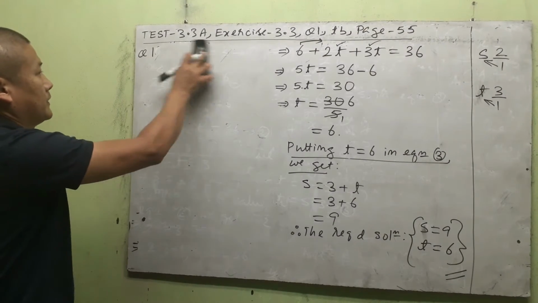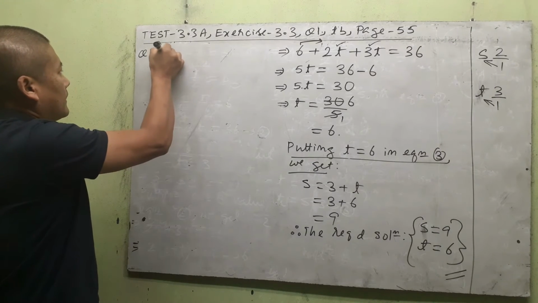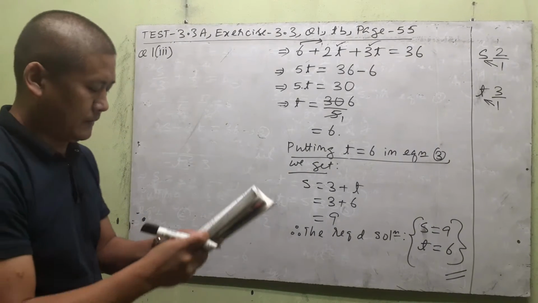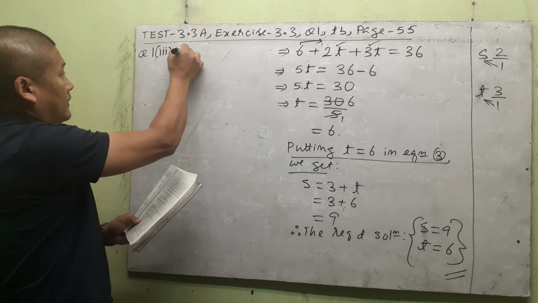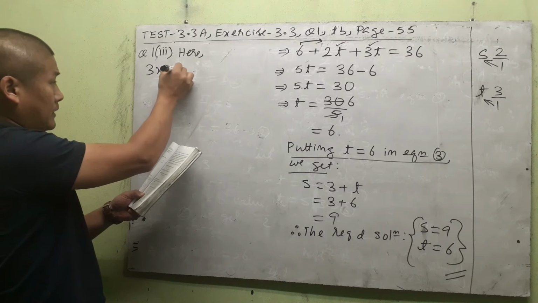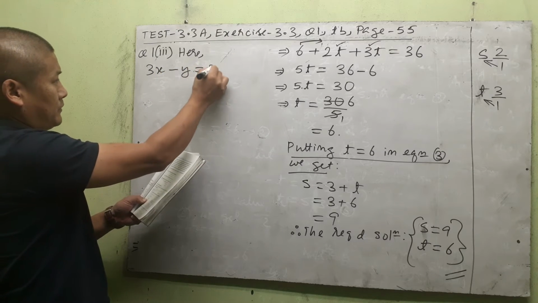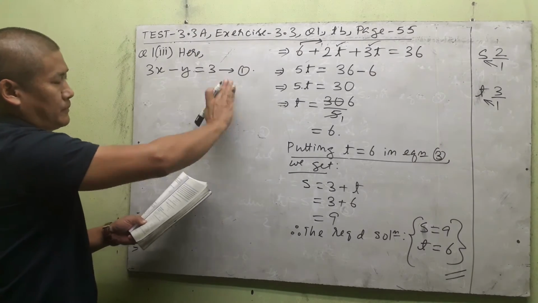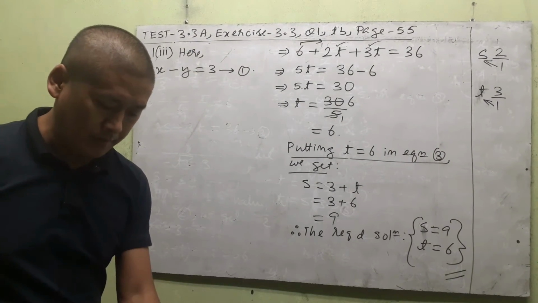So the third one is here: 3x plus minus y is equal to 3. So let's put this one as 1. It's simple, we cannot make it more simple than that.